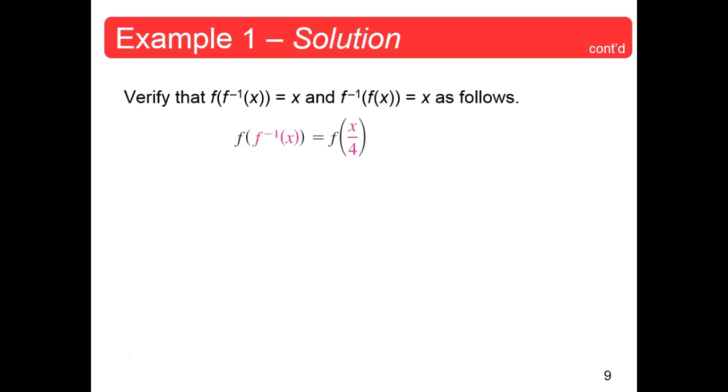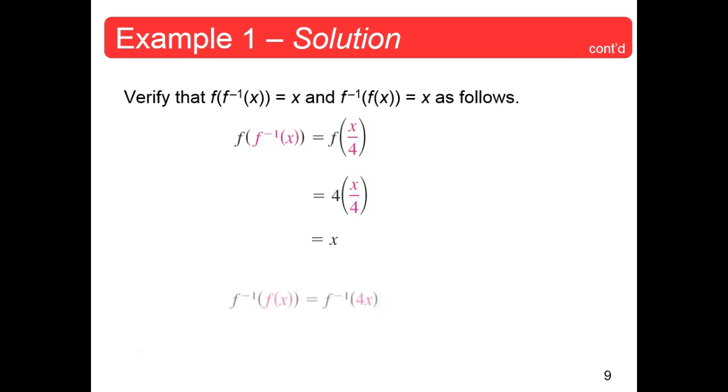We'll first do f of f inverse. f inverse is x over 4, so we're going to operate with the f function onto x over 4. But the f function was multiply whatever's inside the parentheses by 4. So when we do that, 4 times x over 4, sure enough, is x. Okay? It even changed color for you. Okay, that's great. All right. But that only gets you halfway there.